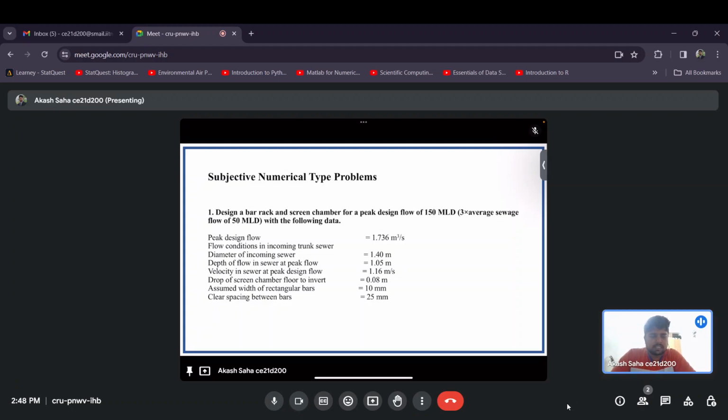So the basic primary design parameters are given to you. So based on that, you have to design the screen chamber. Okay, so I will show you diagrammatically what all these things are. So it will help you understand better. Yes, we can take a screenshot or go through. We'll discuss how to solve this problem.